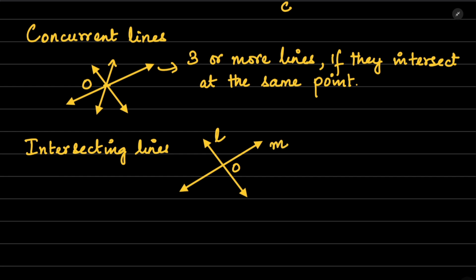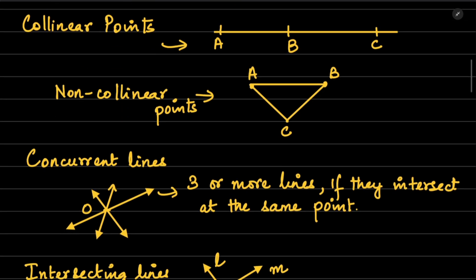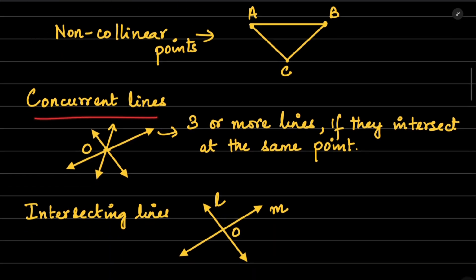I hope you understood what collinear points are. If you have three or more points lying on the same line, they are called collinear points. If three or more points do not lie on the same line, they are called non-collinear points. Concurrent lines means three or more lines that intersect at a common point. Intersecting means only two lines that cut each other at a common point.